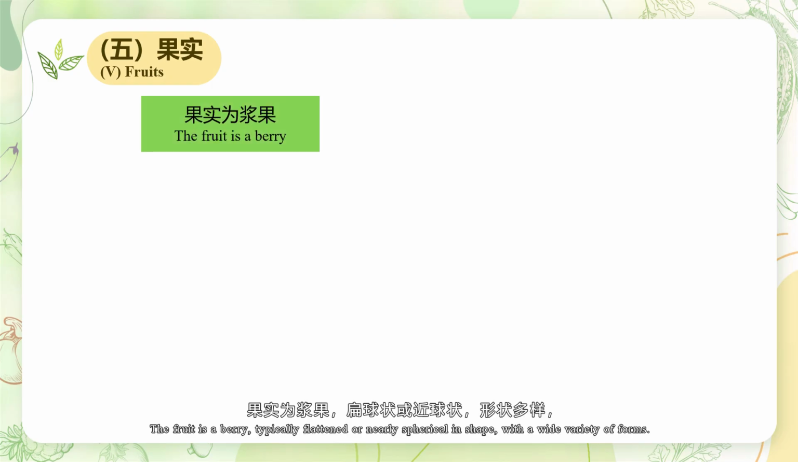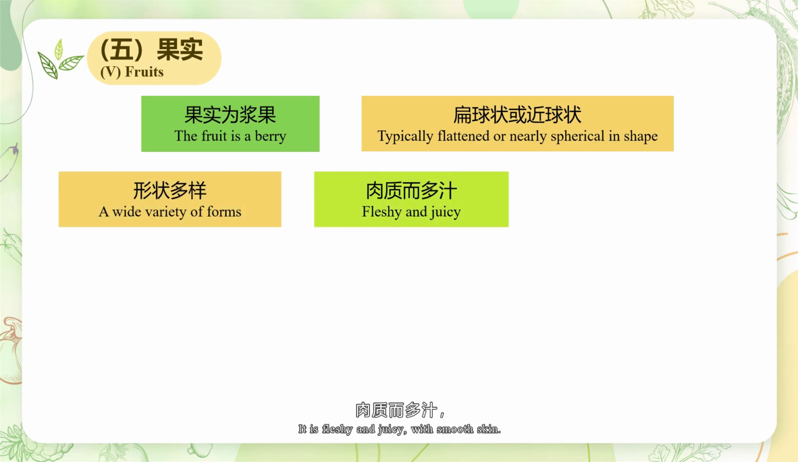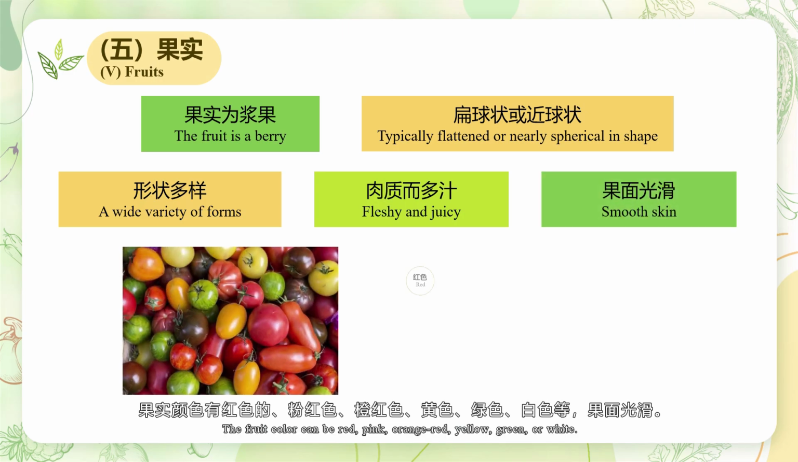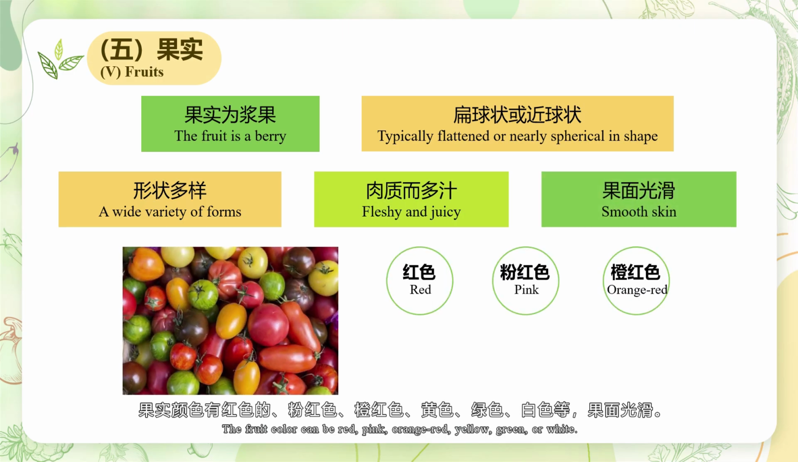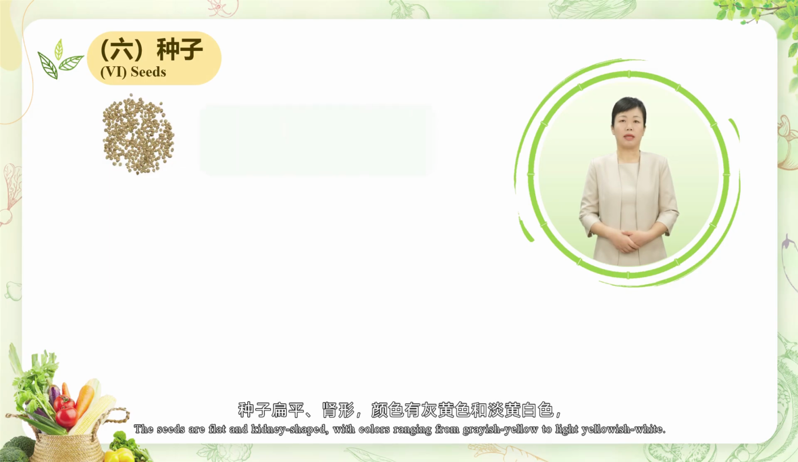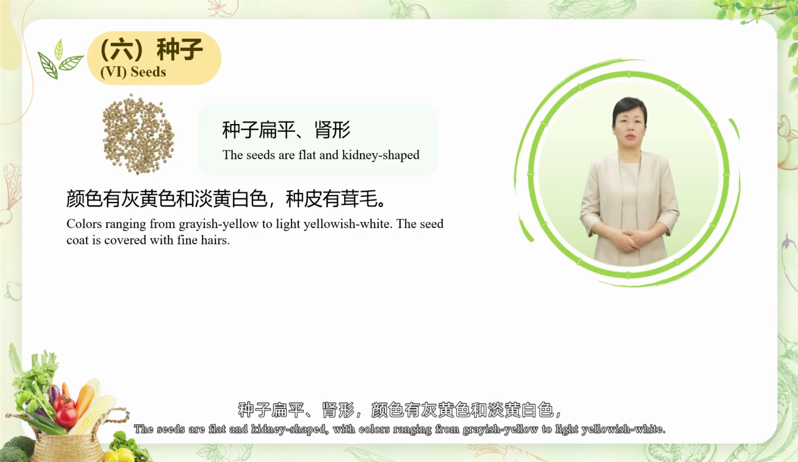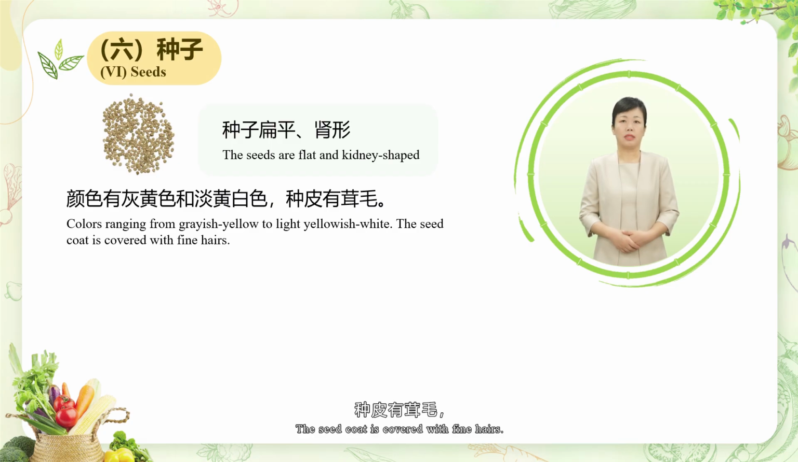5. Fruits. The fruit is a berry, typically flattened or nearly spherical in shape, with a wide variety of forms. It is fleshy and juicy, with smooth skin. The fruit color can be red, pink, orange, yellow, green, or white. 6. Seeds. The seeds are flat and kidney-shaped, with colors ranging from grayish-yellow to light yellowish-white. The seed coat is covered with fine hairs.